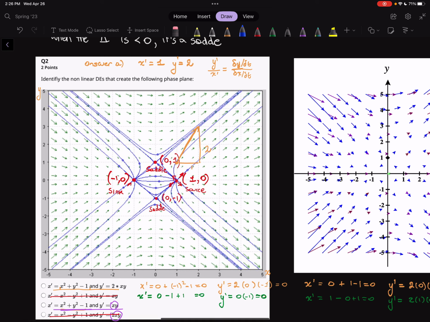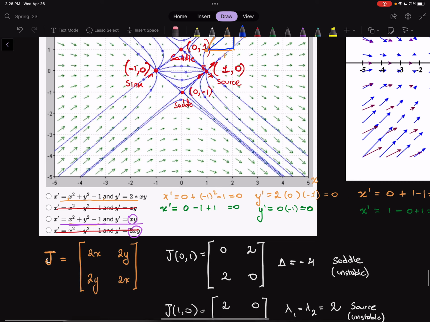And let's try to confirm this with answer C. X prime is going to be the same because they're the same, but this is going to be just 1. So 1, that's going to be here and here. It's going to be a single square. So this is more in line with the arrows. So now we can say with confidence that this is our answer.